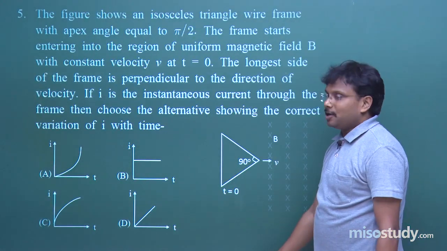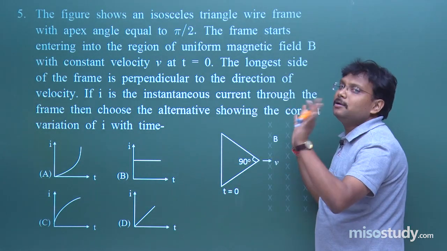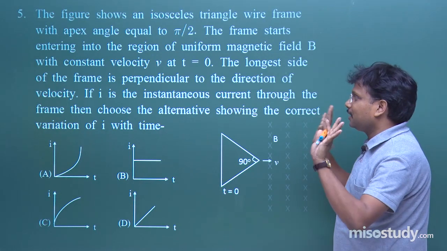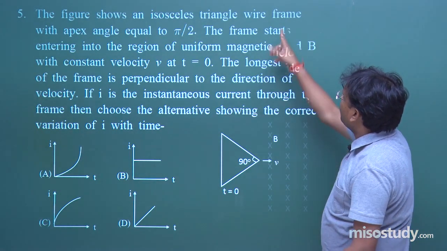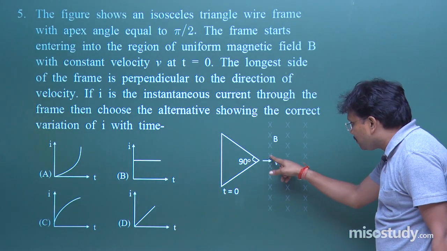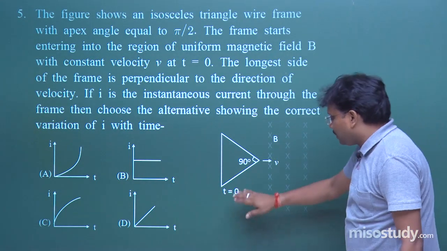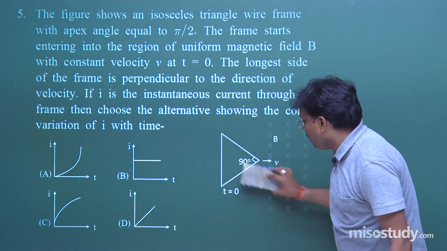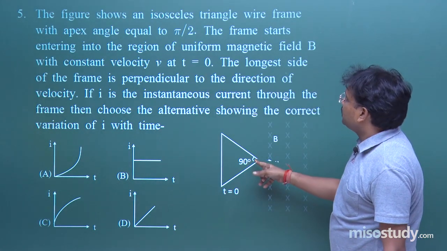This question is question number 5. You will say, oh my God, that was so big and this one is so big. Not like that. Be careful, listen carefully. The figure shows an isosceles triangular wire frame, and here I am sure you can easily see this small faded cross, that is nothing but the representation of the magnetic field lines. Apex angle is 90 degrees, pi by 2.